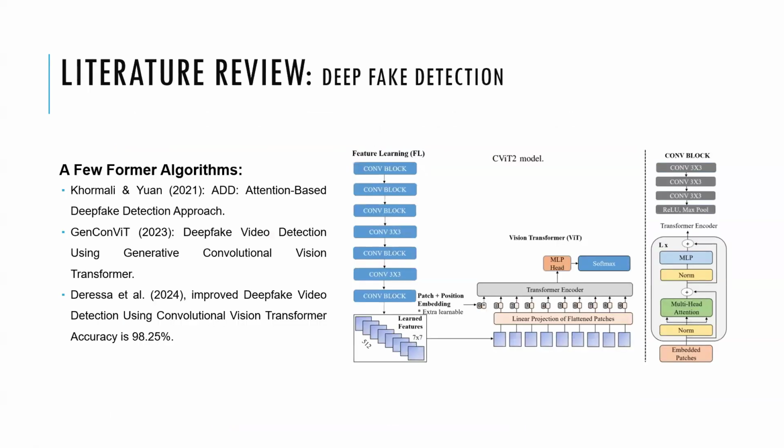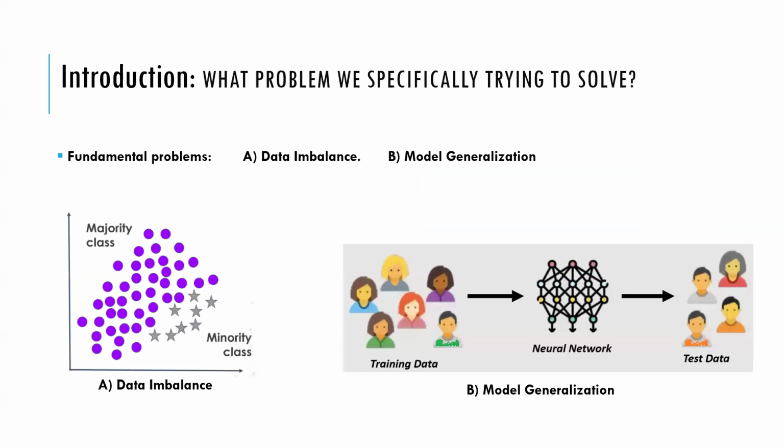I want to point out that in the recent literature, most of the researchers are interested in using transformers to create their deepfake neural network algorithms, because the transformer is effective. But the problem with the transformer is that it is not computationally efficient, and sometimes it is time consuming and needs a high amount of memory.